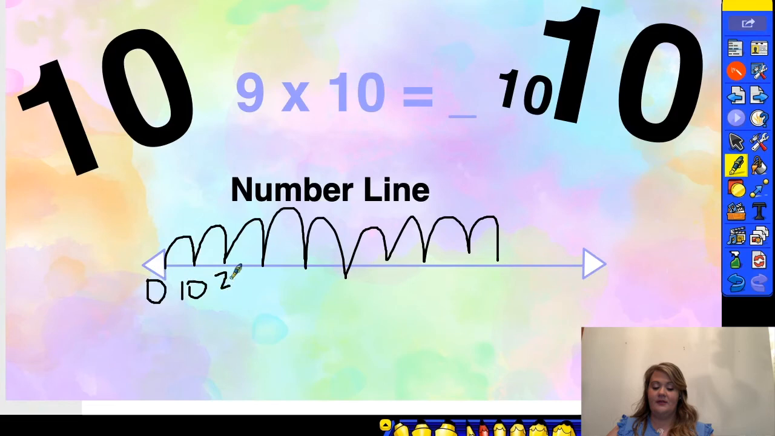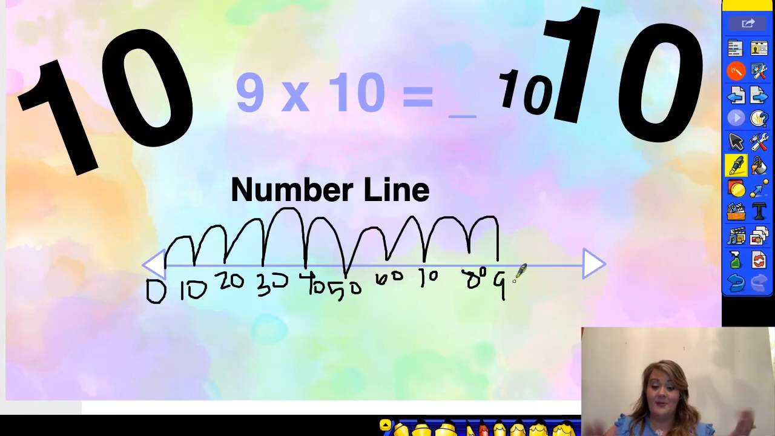20, 30, 40, 50, 60, 70, 80, 90. So 9 times 10 is 90.